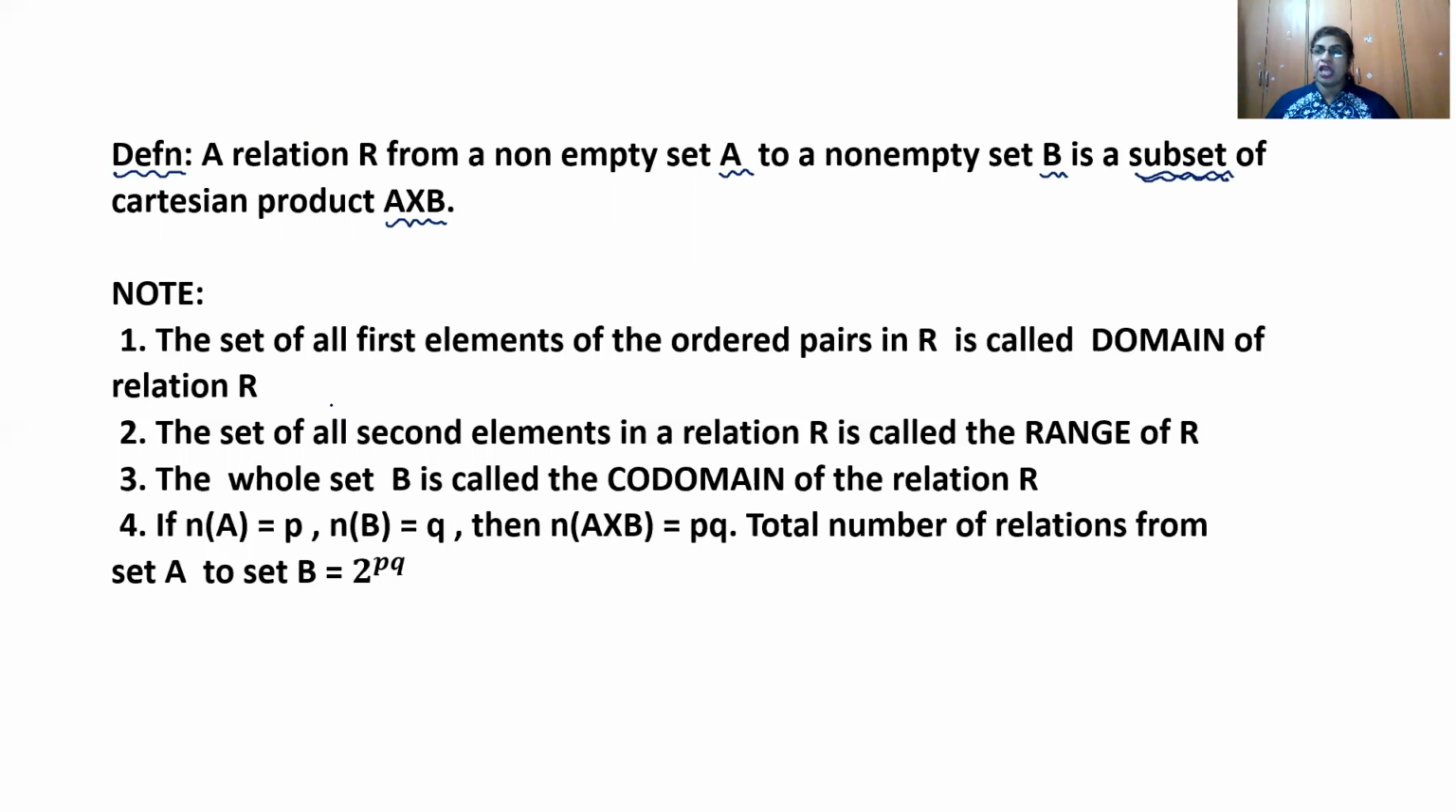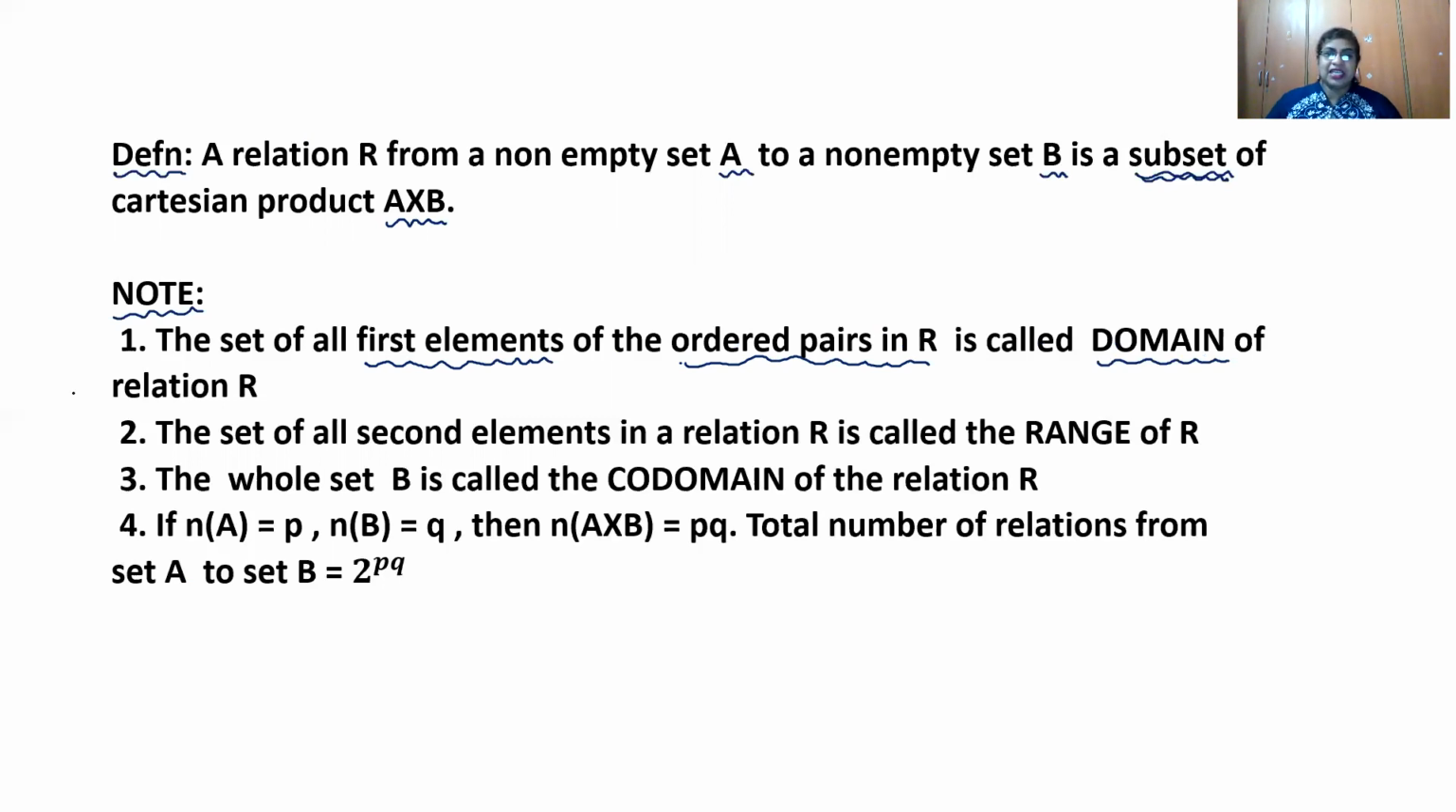So what is a relation now? Relation means what should come to my mind? Subset. Subset of whom? The cross product A cross B. Okay, yes. So look at a few points here. Note, first one: the set of all first elements in the ordered pairs in R has one name. What is the name for all the elements together as a set? The name is called domain of R.